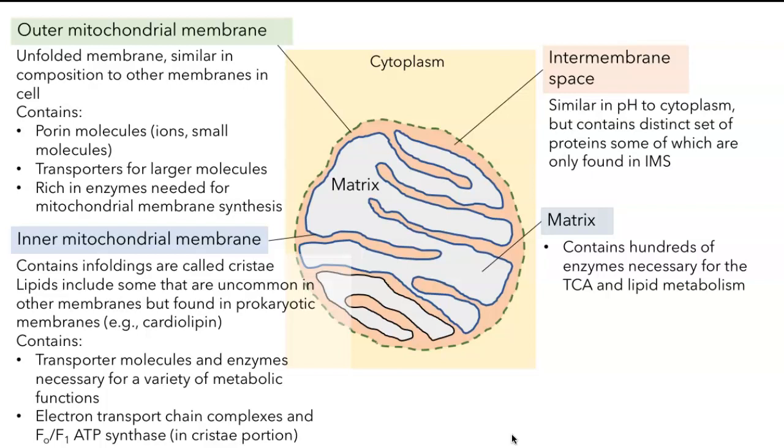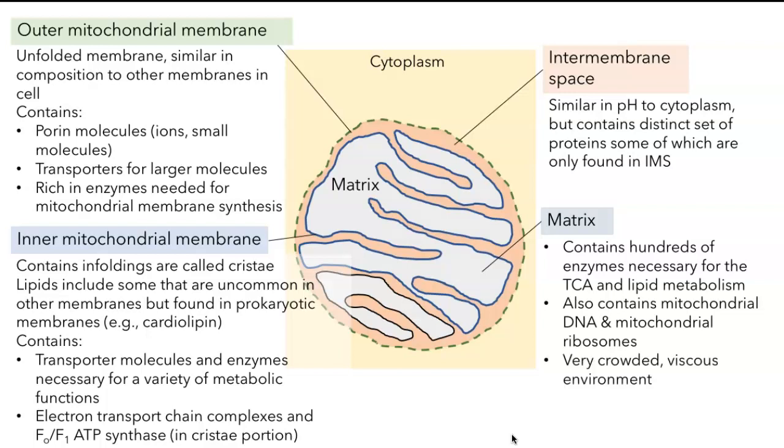And last but not least, we've got the matrix. The matrix contains hundreds of enzymes necessary for the tricarboxylic acid cycle, lipid metabolism, and other metabolic pathways. It also contains the mitochondrial DNA and mitochondrial ribosomes. It's a very crowded and viscous environment, and you can see the difference in density when you look at electron micrographs.